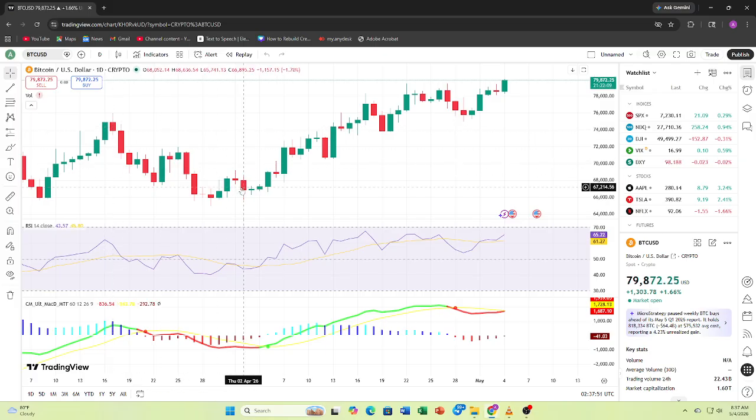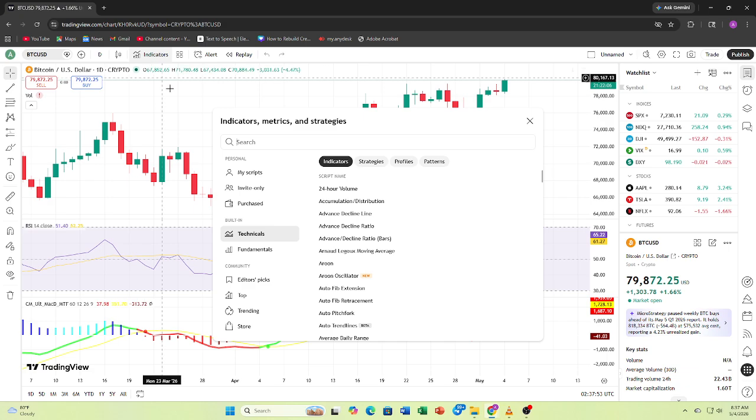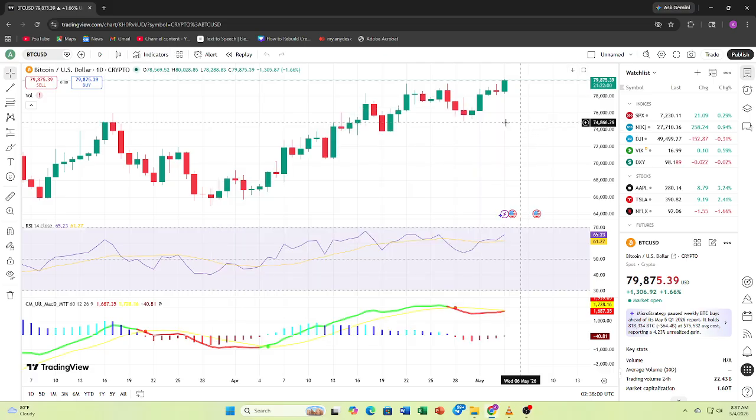Next, add some basic indicators to help your analysis. You can add RSI for momentum and MACD for trend signals. Now start marking support and resistance levels. These levels help you understand where price might bounce or reverse.